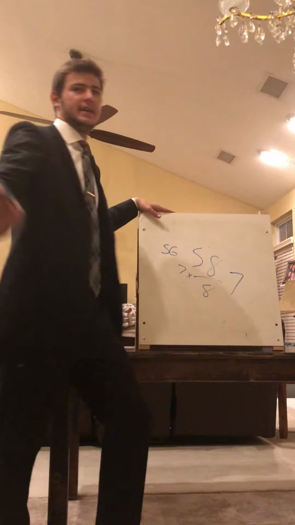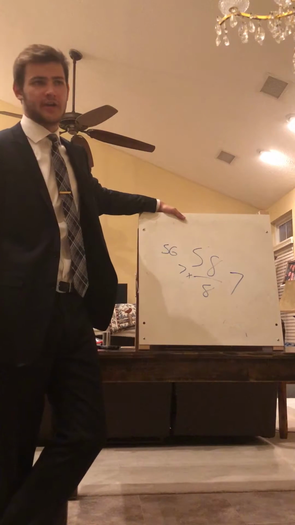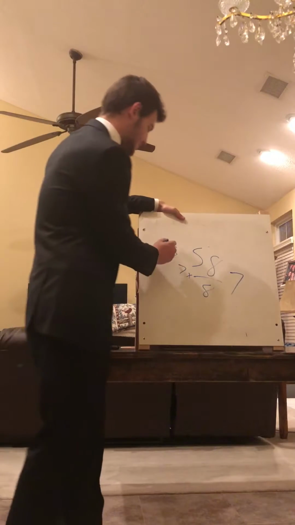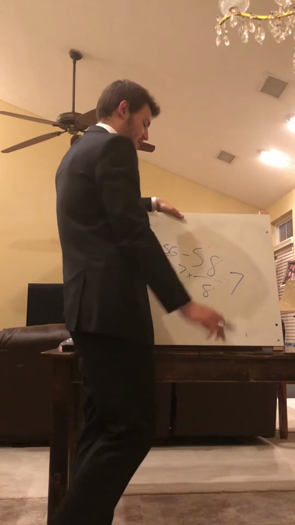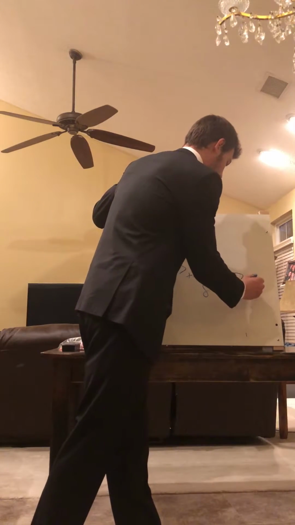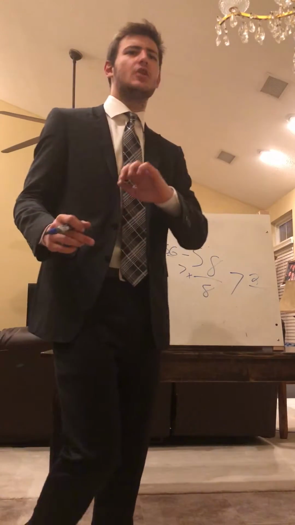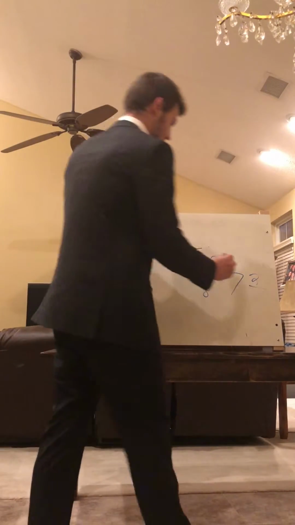56. That's right. And now, Sean, what do we have to do to get our new numerator? We have to subtract this number from our old numerator. That's correct. So we do that and we get 2. Now what do we do with our denominator? What does it always do? It stays the same.